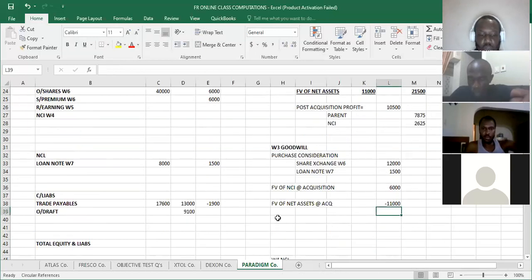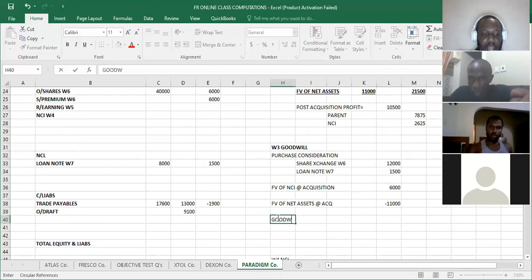From here, we can get our goodwill easily. So therefore, goodwill at acquisition will be equal to the sum of everything. So it's equal to the sum of all of them. So we can drag from everything. That's why we did all this work in the first place. So we have that, and that's our goodwill.